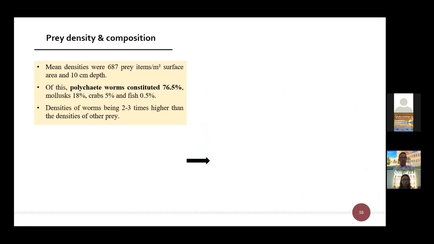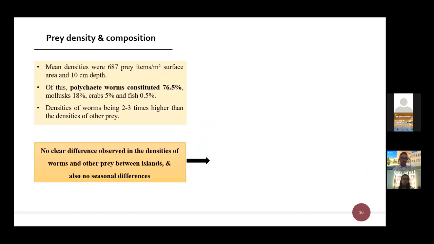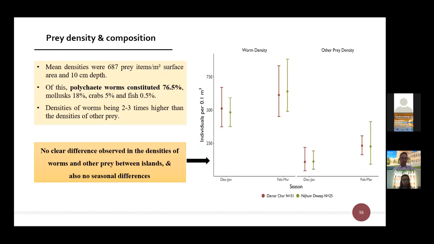Among all the recorded benthic organisms, we found that polychaete worms constituted the highest percentage, with densities of polychaete worms being 2-3 times higher than the densities of other prey species. But no clear difference was observed in densities of worms and other prey between islands, and there were no seasonal differences at all.